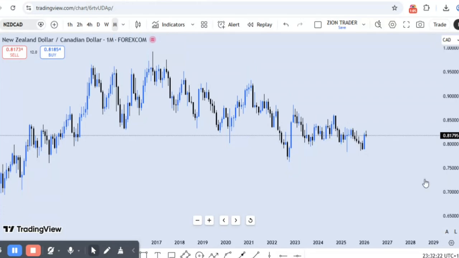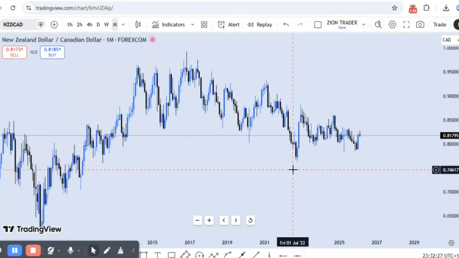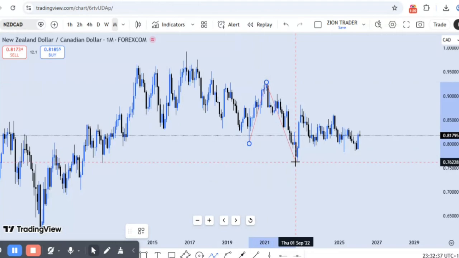This is the monthly time frame, and what we want to look at on the monthly time frame is the order flow. In other words, we want to know the trend. What is the current trend? If we want to draw the current trend, we can see from here we have a major break of structure around this point.